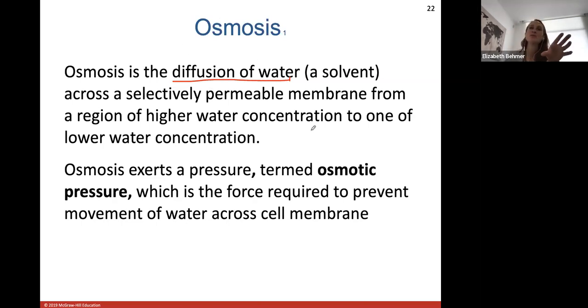So osmosis, we talked about diffusion of ions and molecules, but osmosis is just the diffusion of water.